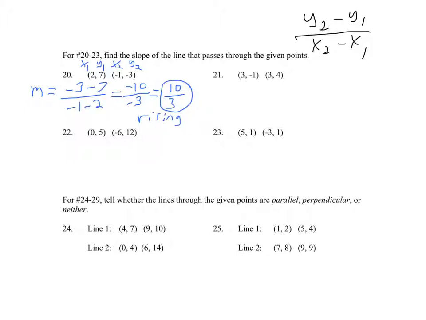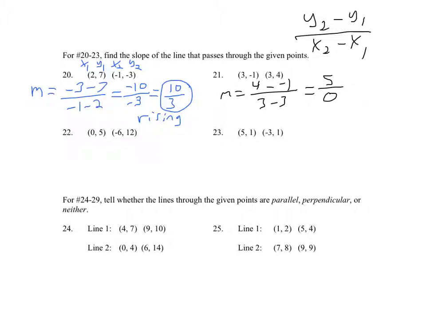All right, for number 21, let's do the same thing. For the slope, I'll do 4 minus -1. Make sure you don't just write down 4 minus 1. And on bottom, 3 minus 3. So 4 minus -1, you're actually going to add those, and you get 5. On bottom, you get 0.